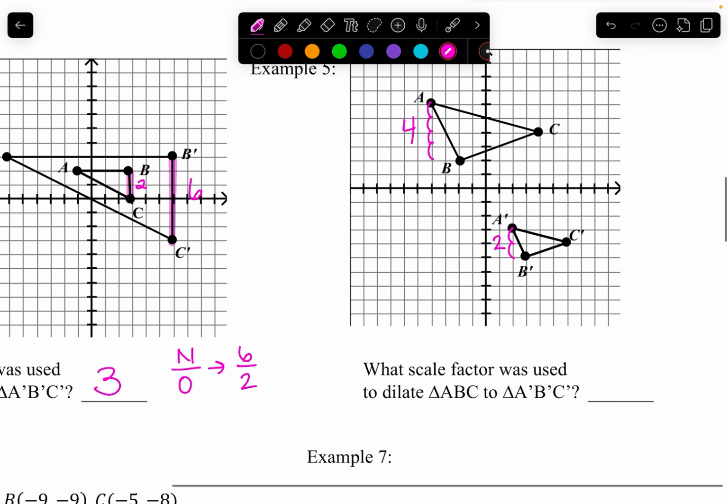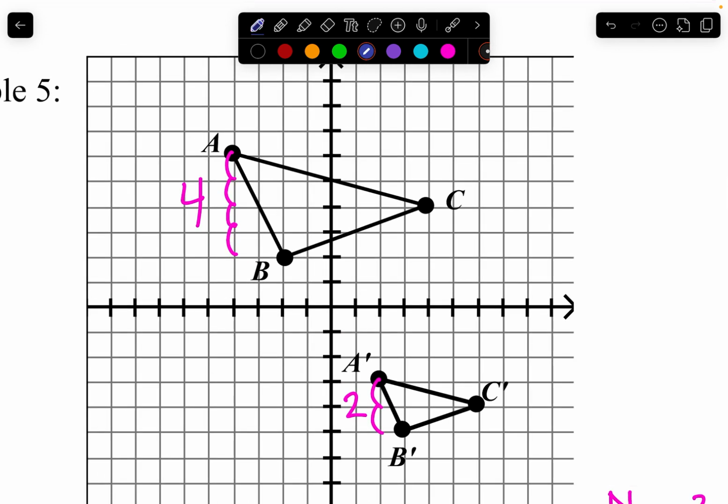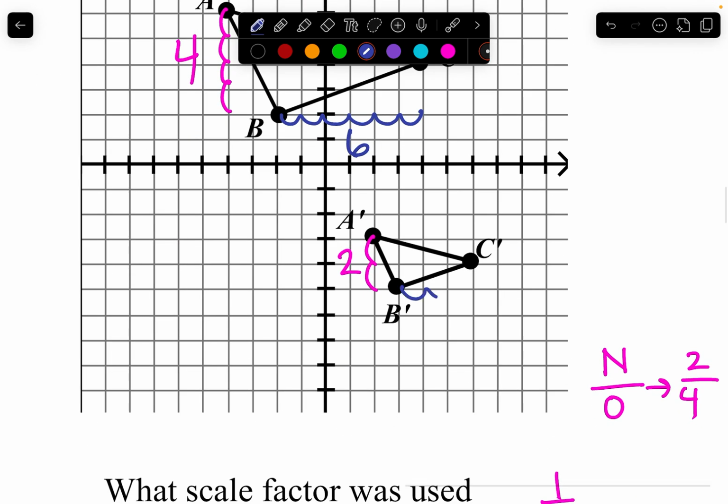So I need to do my new image over my old or original image. My new image this time has a side length of 2, and my original had a side length of 4. So when I simplify that, I actually get a 1/2 scale factor, which makes sense because my image got smaller, not bigger. If I did horizontal, you can go whatever way you want. I could have gone horizontally from B to C. 1, 2, 3, 4, 5, 6. 1, 2, 3. And again, I would do 3 over 6, which is 1/2.